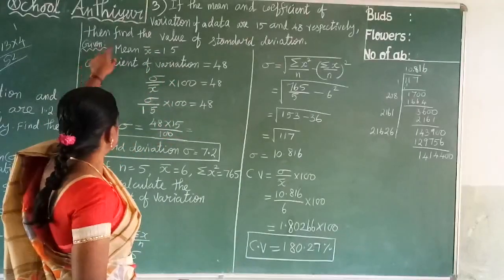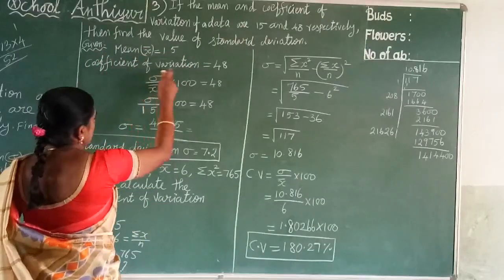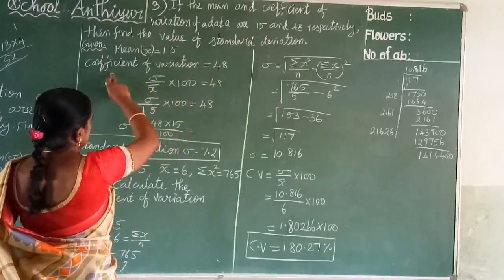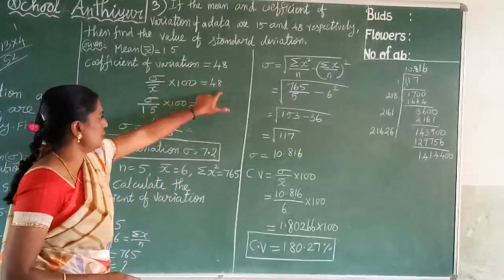So first write the given. My mean x bar is equal to 15. Coefficient of variation is equal to 48. Coefficient of variation formula: sigma by x bar into 100 is equal to 48.